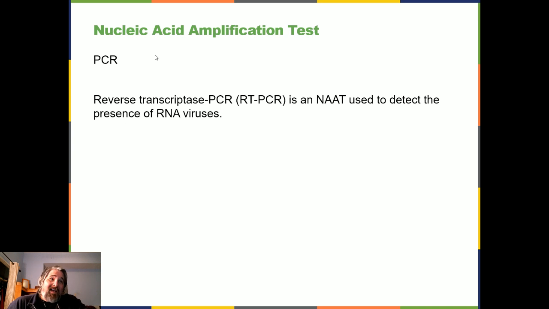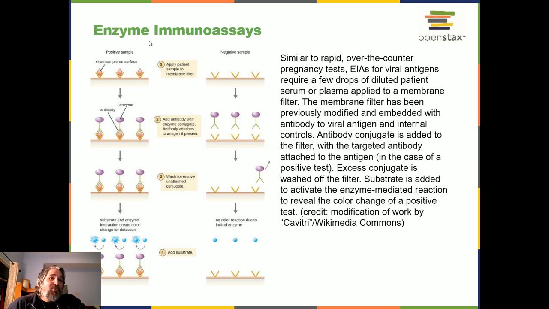We also can do nucleic acid amplification tests, which they're calling NAT, and that's polymerase chain reaction. We can do reverse transcriptase PCR to detect the presence of RNA viruses. Then there's the enzyme immunoassay, which I've gone over before. Again, you have the positive sample where you have virus. The antibody is able to bind, so it's bringing its enzyme with it, and that causes fluorescence. With no virus to bind, the antibody cannot bind, so the fluorochromes are washed away and there's no color reaction. That's enzyme immunoassay, and that is the same principle the pregnancy test is based on.